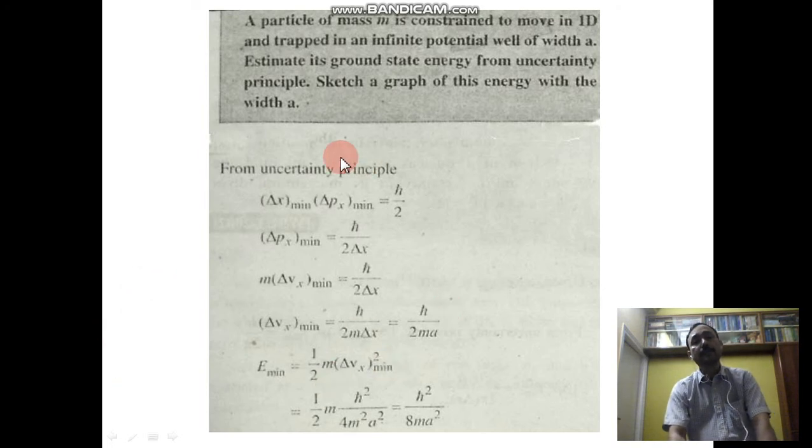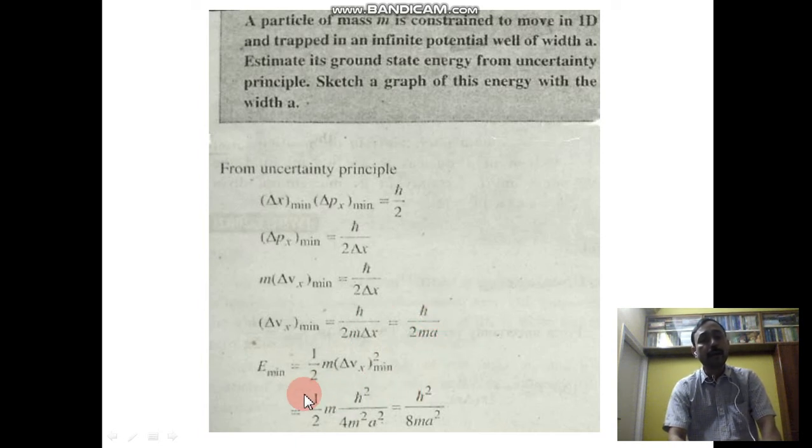From the uncertainty principle, we know that delta x delta px minimum is h cut by 2. So delta px minimum is equal to h cut by 2 delta x. So delta px means m delta vx minimum is equal to h cut by 2 delta x. So delta vx minimum is h cut by 2 m delta x. This delta x is the width, which is equal to a. So this becomes h cut by 2ma.